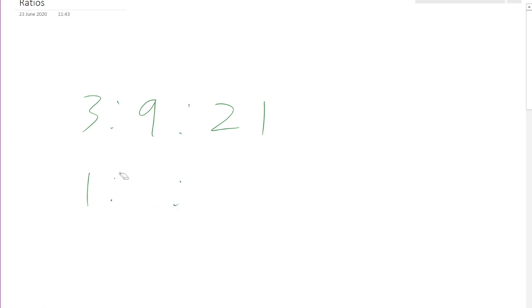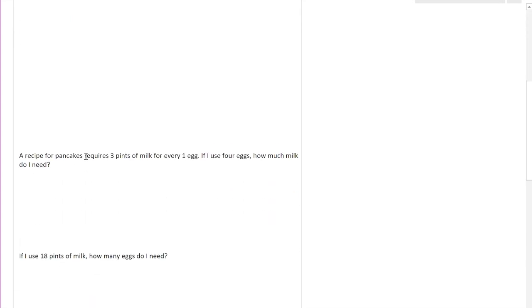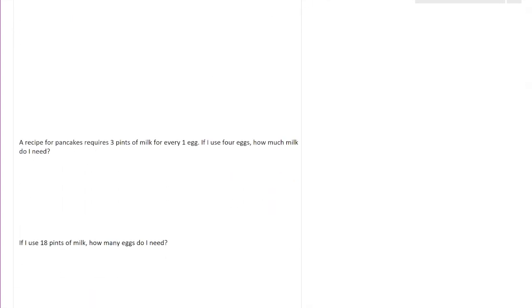So, now we know what ratios are, let's have a quick look at a word problem. So here we go. A recipe for pancakes requires 3 pints of milk for every 1 egg. If I use 4 eggs, how much milk do I need? So we'll start, as we should always start with word problems, highlighting the important information. So we've got 3 pints of milk for every 1 egg. We're using 4 eggs and we're being asked how much milk.